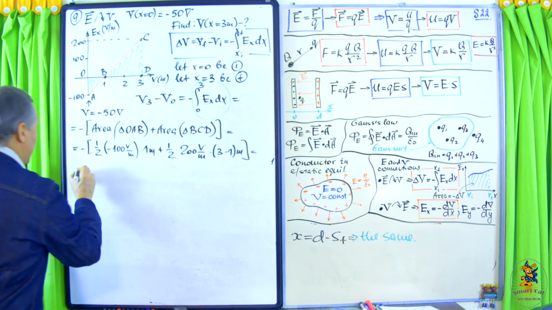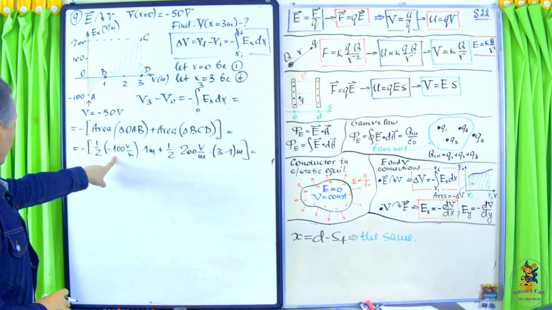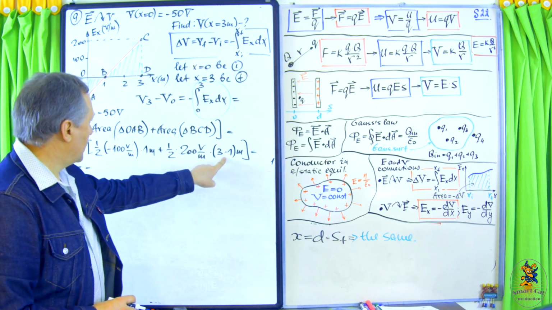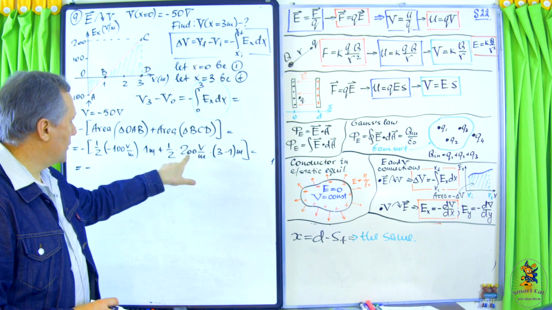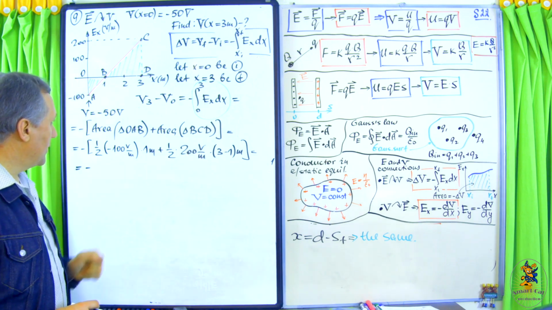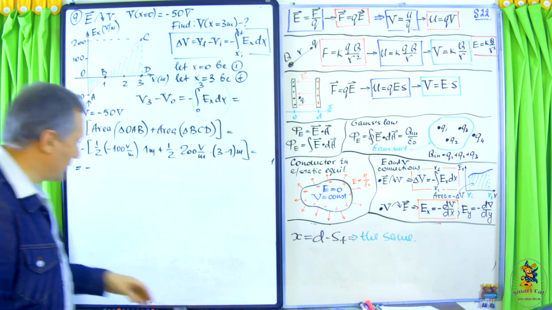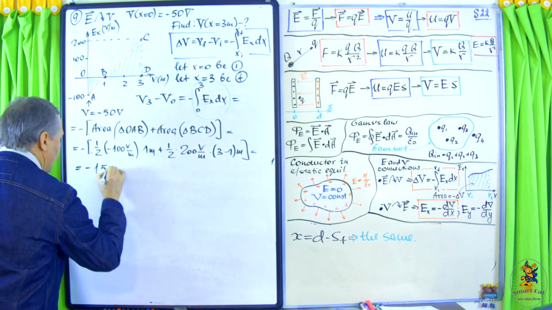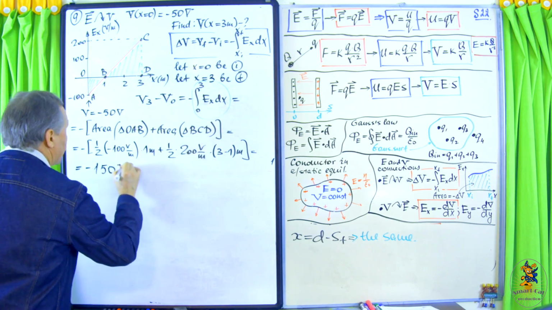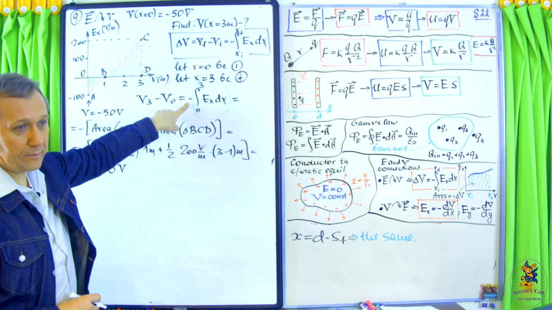So let's calculate this right-hand side. Minus 50, then 400, so it looks like this will be 200. Minus 50, it looks like we're going to get plus 150, and minus in front, so it's a minus 150. Yeah, so it's minus 150 volts. So that's the value of this integral with the minus.